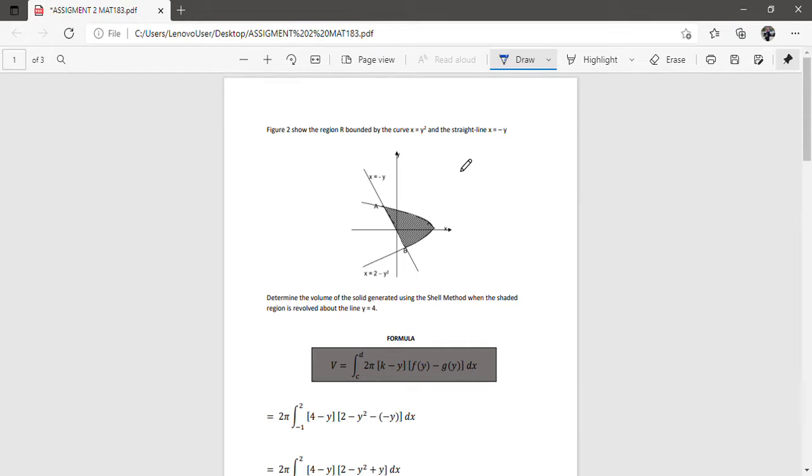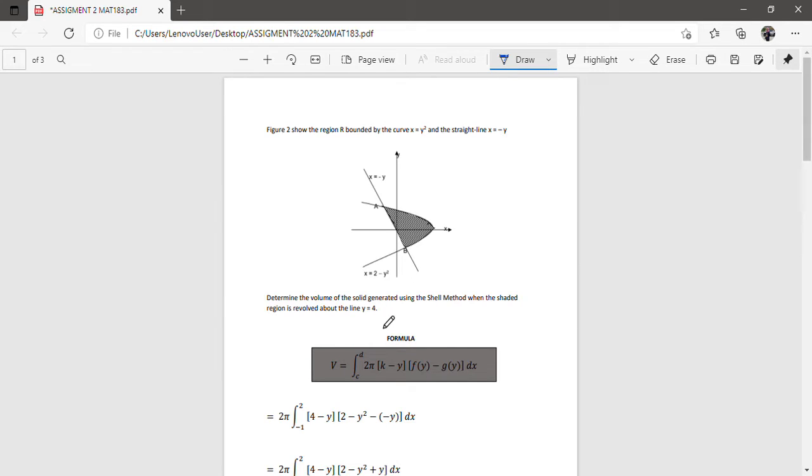I will solve a problem about finding volume of the solid generated using the shell method. Okay, so figure 2 shows the region bounded by the curve x equal to y to the power of 2 and the straight line x equal to minus y. So the question is, determine the volume of the solid generated using the shell method when the shaded region is revolved about the line y equal to 4.